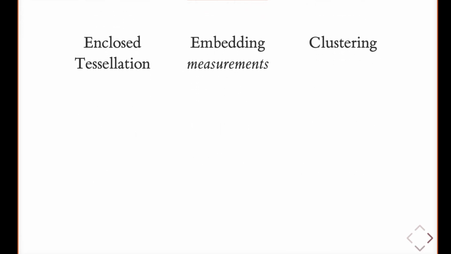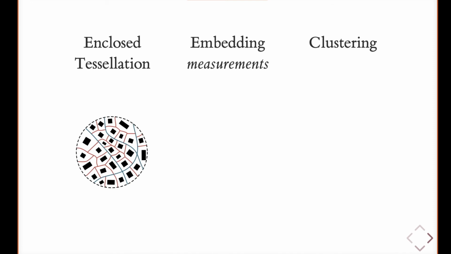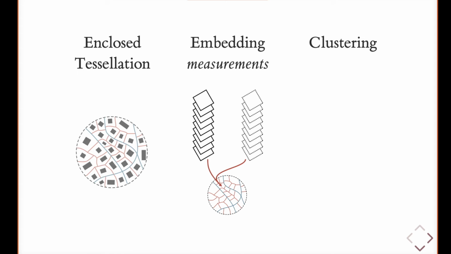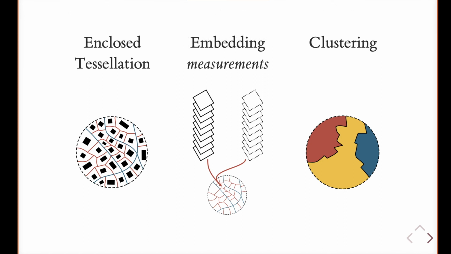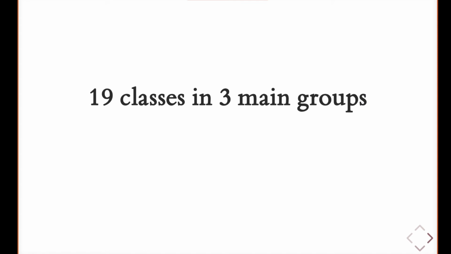So the whole procedure starts from enclosed tessellation. On each of the enclosed tessellation cells, of which we have 14.5 million in Great Britain, we embed all the measurements from the cells themselves, and importantly from their context, because every piece of information we work with is considered within its spatial context. And we use this as data input for cluster analysis, which in our case is a simple k-means analysis because it proved to work quite well. And going to results, we have identified, using only the form component of spatial signatures, 19 classes, which we can roughly divide into three main groups.